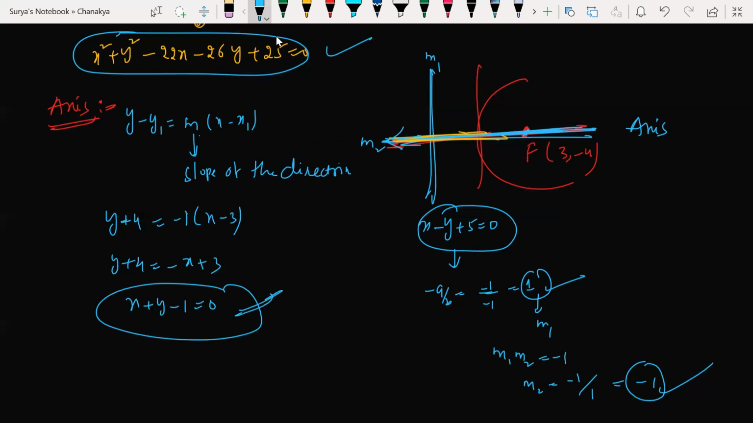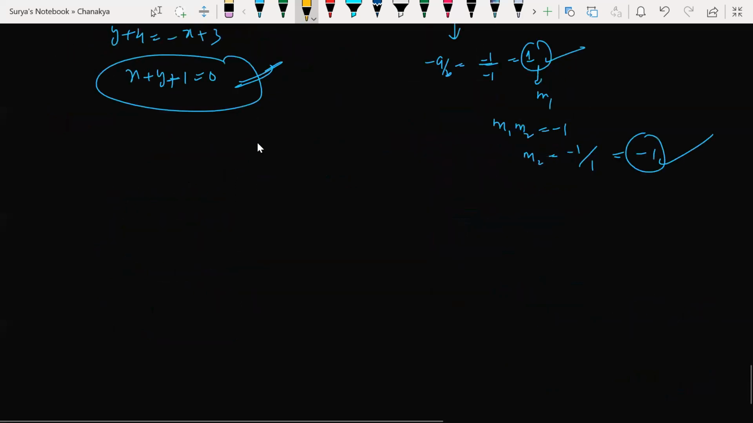Any doubts, people? Plus 1 in fact. Plus 1 is equal to 0. 4 minus 3 is right. 4 minus 3 is nothing but 1. Correct, people? Any doubts? This is the axis. Equation of the axis.